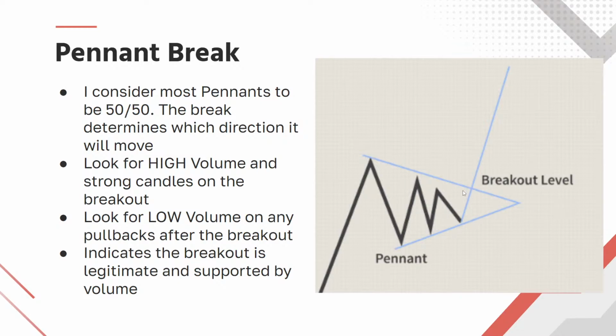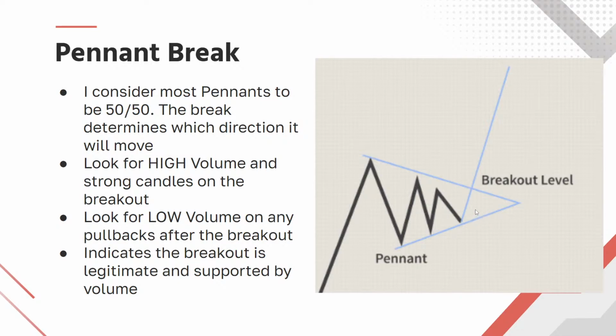A pennant break. This is also a very, very common setup that you see. I consider most pennants to be 50-50, and the break is going to determine which direction it will move. And I'm not talking about pennants where one side is flat. I'm talking about where they converge with higher lows and lower highs. If we have higher lows into a resistance area, that's a different type of pennant. I believe that's an ascending something, and then the opposite direction has another name as well. But when we get higher lows into lower highs, that is what I consider a 50-50 pennant.